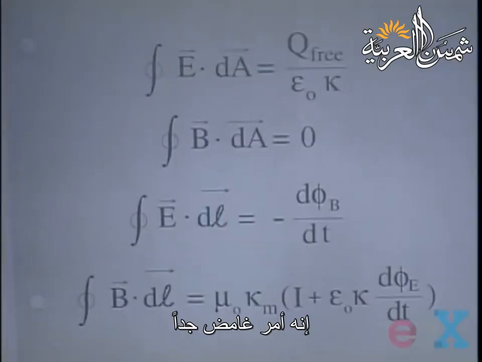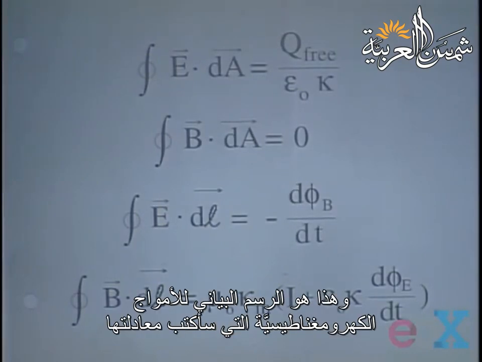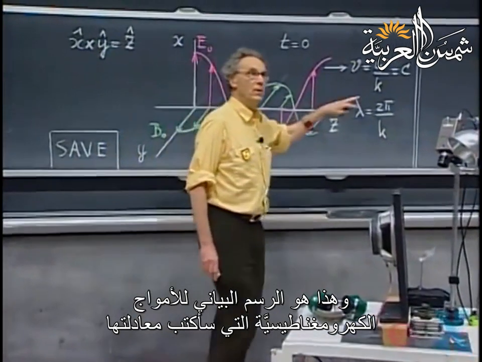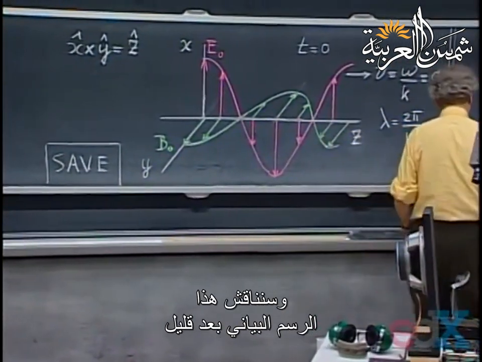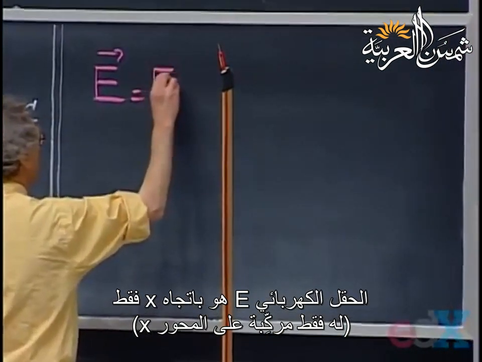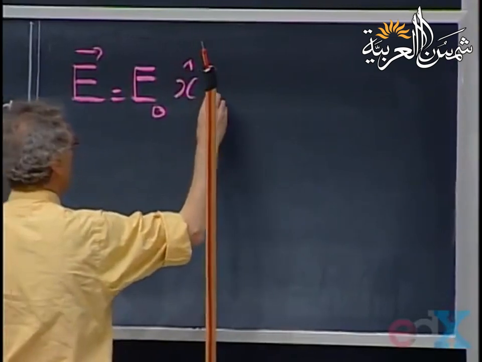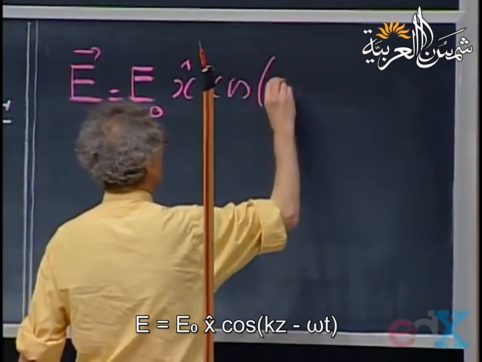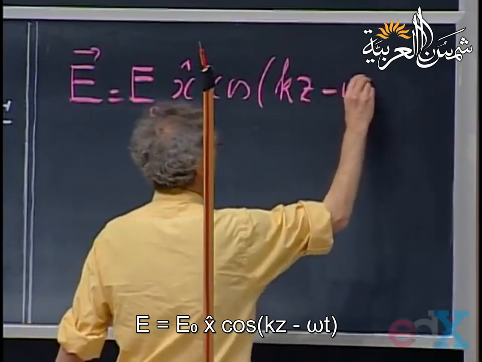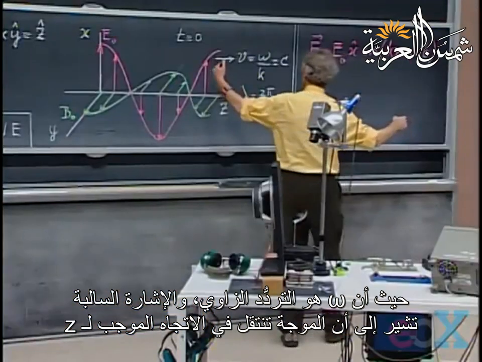Very mysterious. I will write down a possible solution of an electromagnetic wave, which meets all four Maxwell's equations, and this is the graphical display of those waves that I'm going to write down, but I will discuss that with you in a minute. The electric field is only in the direction of x. This is the magnitude, the largest value of the electric field. It's only in the direction of x. Cosine kz minus omega t. This is the frequency, and the minus sign tells you that it is traveling in the plus z direction.